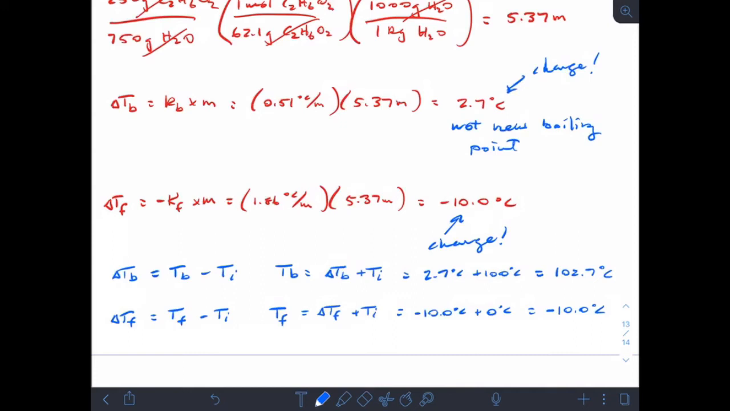Okay? I do apologize for any confusion, but these equations in blue, these are the ones that I want you to keep in your notes, okay? I want to make that very clear. Keep these in your notes.